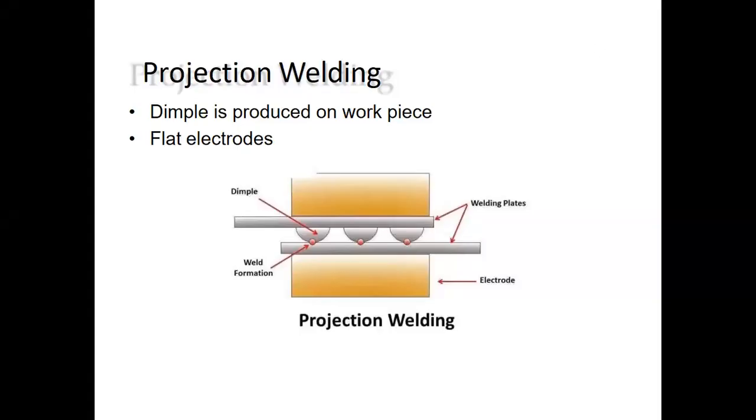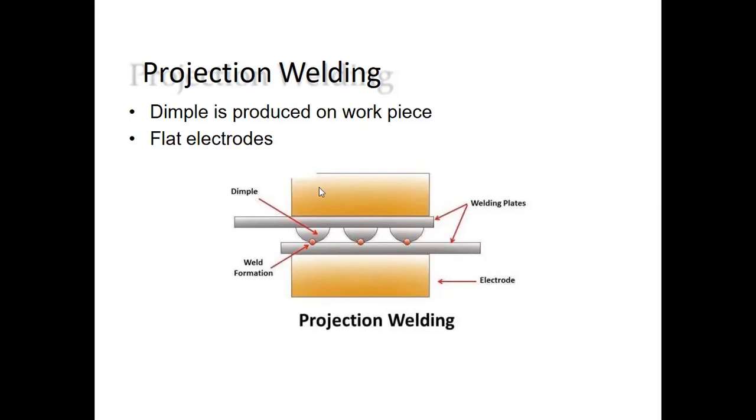So in projection welding, as the name suggests, a dimple is produced on the workpiece. You have one welding plate and the other welding plate, and you will have this dimple produced intentionally. When these flat electrodes press, the dimples on one welding plate will come in contact with the other plate. Basically, when they make contact there, a spot weld is created.